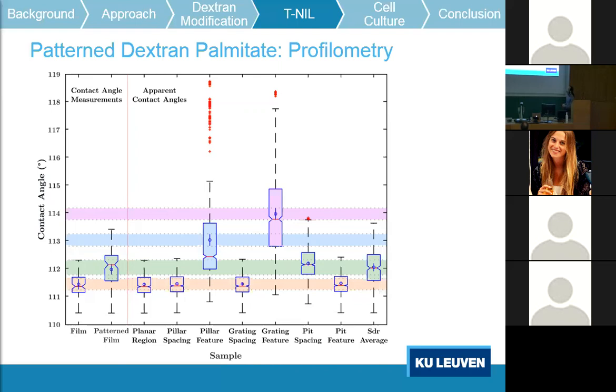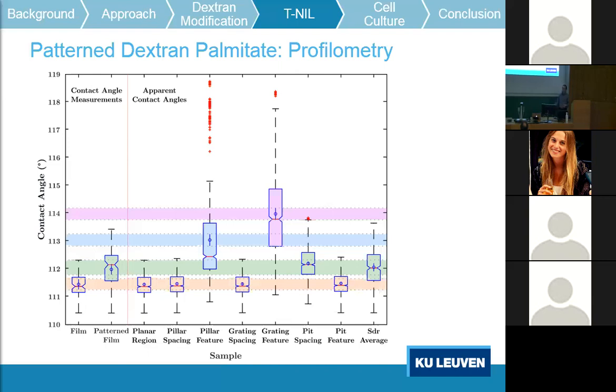In fact, they're not significantly different in any way. However, these areas where the material would flow, for example, the pillars, the gratings, and the spacing between the pits were significantly different. They had a rather significant impact. And even though this is on the order of 1 to 3 degrees of the contact angle, this could have quite a large impact on cell behavior.